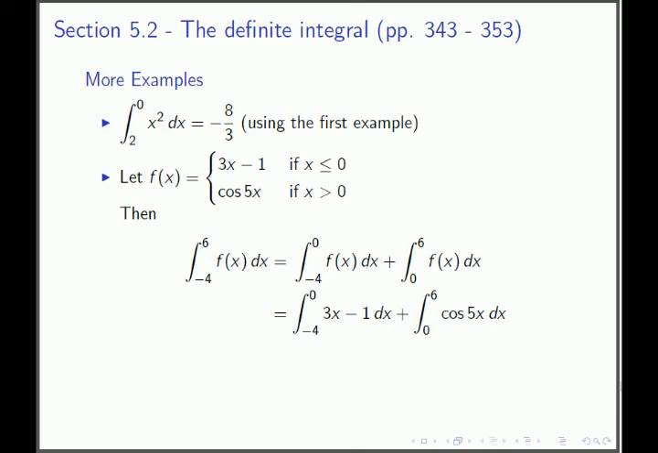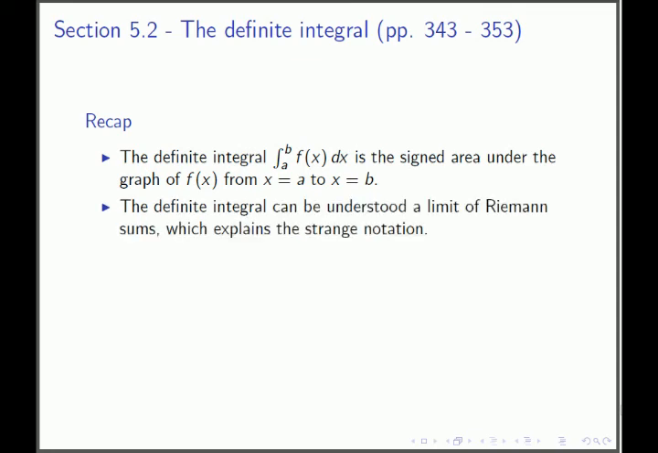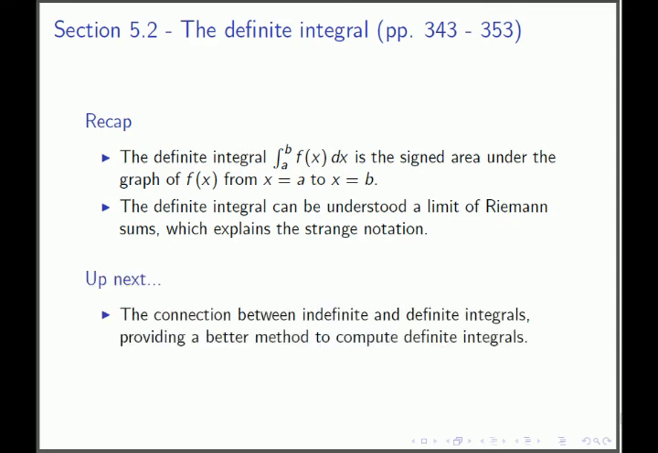I'm not going to finish this example, however, because we won't actually have the tools to compute this integral, cosine 5x, until section 5.5. Okay, to recap, the definite integral is the signed area under the graph of f of x from x equals a to x equals b. And the definite integral can be understood as a limit of Riemann sums, which explains our strange notation for it. And in the next video, I plan to give you this connection between the indefinite integral and the definite integral, and therefore we'll have a better way to compute these definite integrals in the future.